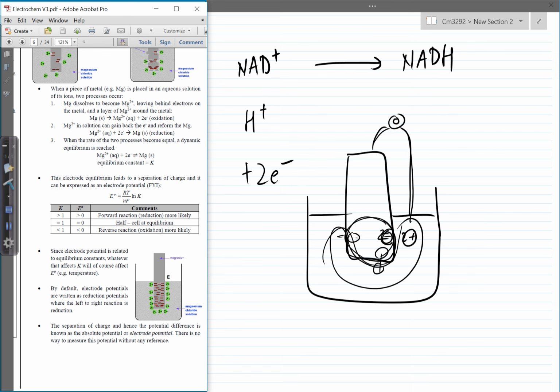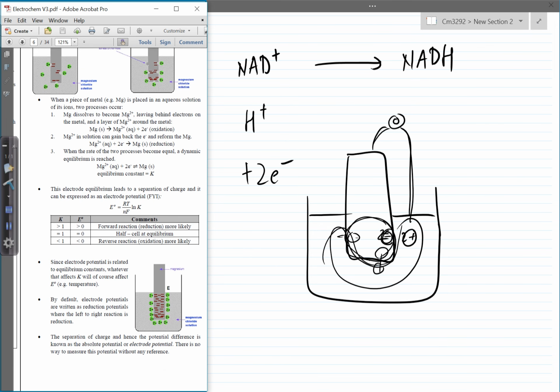So since electropotential is related to equilibrium constants, whatever affects the equilibrium constant will of course affect your electropotential. For example, your temperature, right? We know that temperature affects your K. But take note, adding more Mg or adding more Mg2+ doesn't affect your K, because we know that the equilibrium constant is not affected by adding more reactants. But the position of equilibrium is affected. It's not K that is affected, okay?